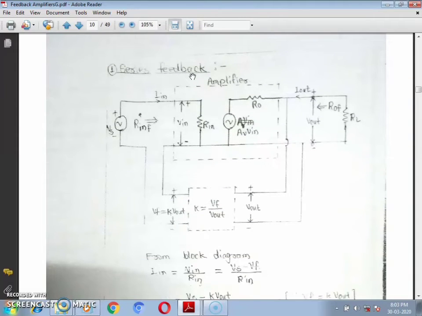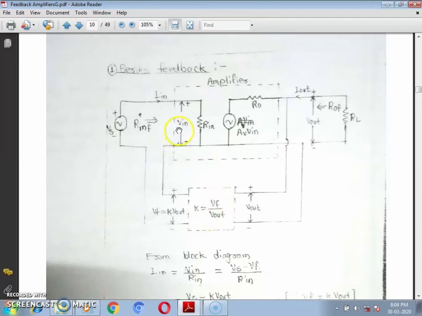So for a series feedback, we know that the voltage is the input, and let's say the gain of the basic amplifier is represented as this one, and the gain of the feedback network block is represented as this. The basic amplifier has its input impedance, output impedance, and gain AV applied to the input voltage, and the gain of the feedback network is the output voltage of the feedback network to the input voltage of the feedback network, which are labeled as KVout and Vout respectively. So finally the gain is given as Vf divided by Vout.